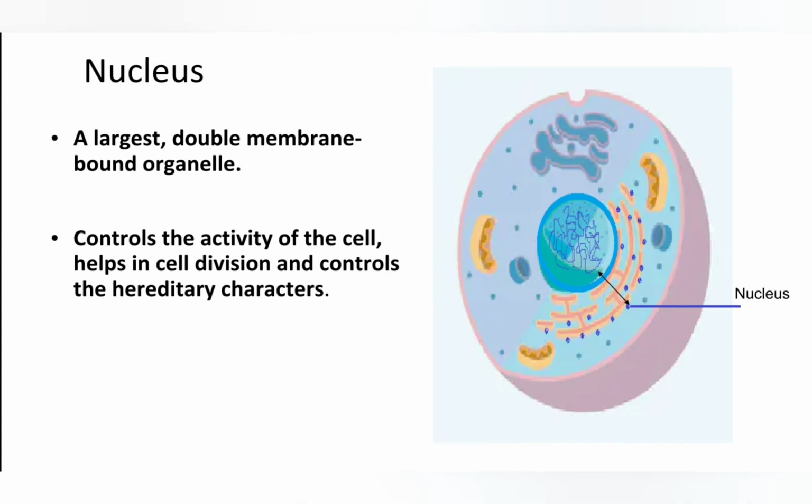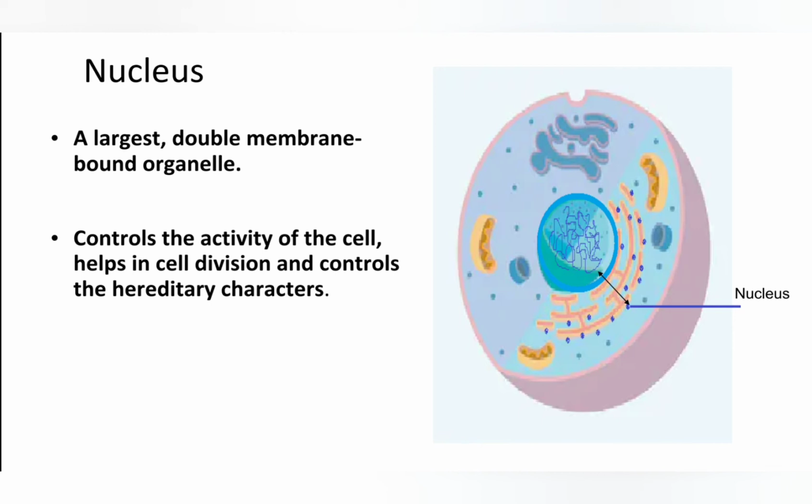Now next and the most vital cell organelle is the nucleus. The nucleus is the largest organelle present inside the animal cell. It is a double membrane bound organelle which controls all the activities of the cell. Like in your body, all the activities done by you are controlled by your brain. In the same way, all the activities inside the cell are controlled by the nucleus. The nucleus not only controls the various activities of the cell, it also helps the cell in cell division.